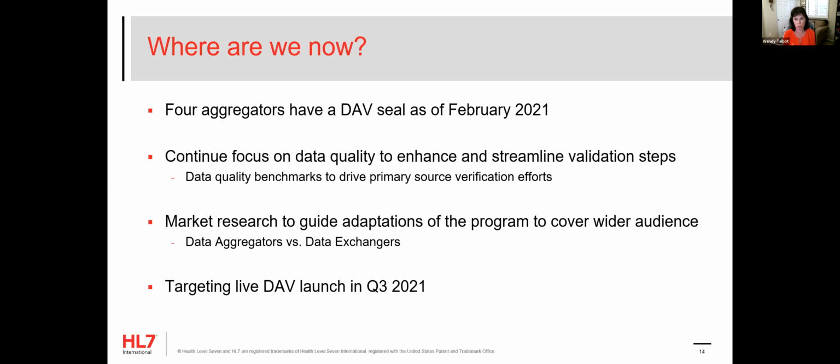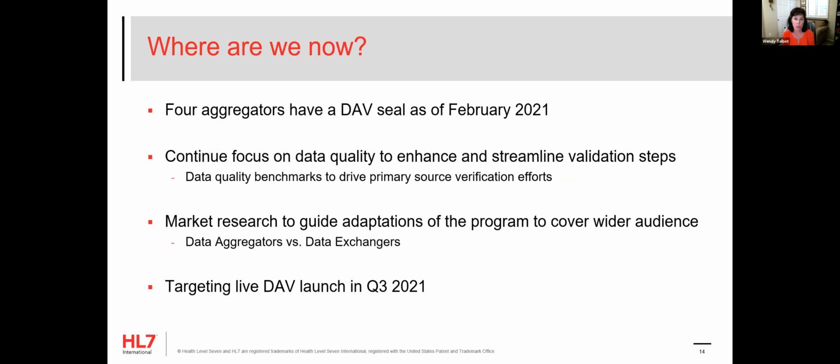Because right now, as you heard, we are still tracing that data back through a manual process to do that primary source verification activity. So we really want to be able to streamline those efforts through more of a data quality review and looking at that to make this process even more efficient than where we're at currently.